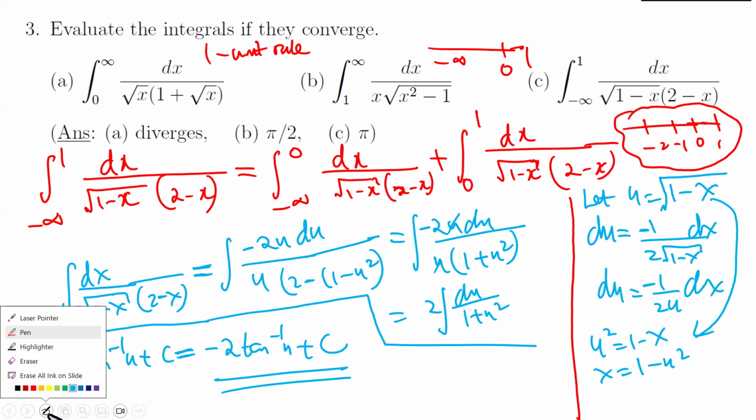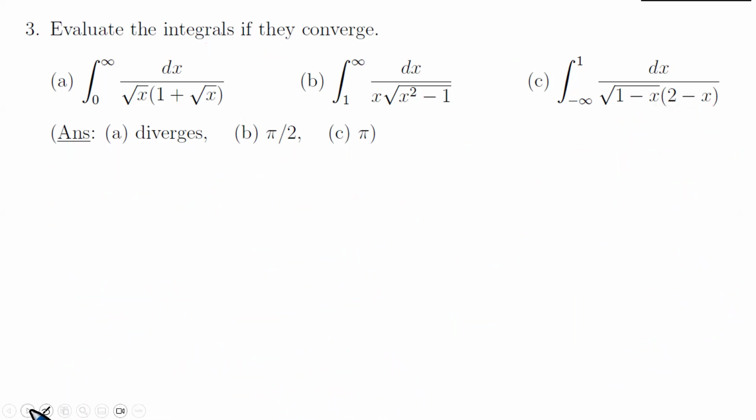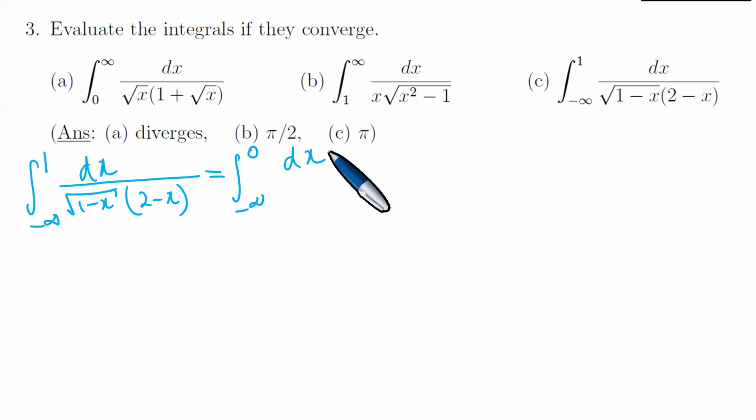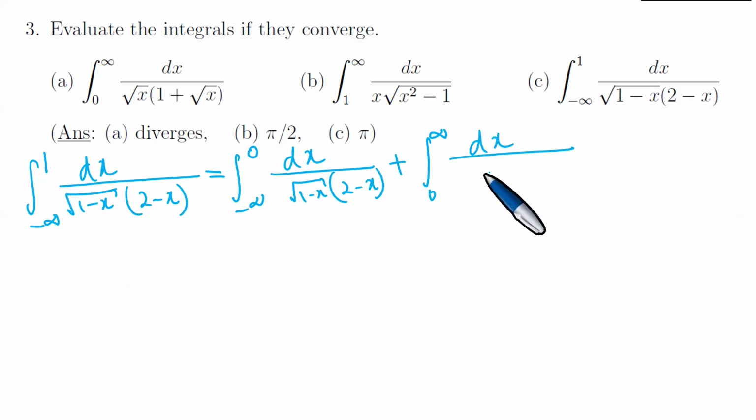Okay, we take this one. We already know the integral now. In other words, using what we call the one unit rule, we integrate from minus infinity to 1 dx over 1 minus x, 2 minus x, which is minus infinity to 0 dx divided by the square root of 1 minus x, 2 minus x, plus 0 to 1 dx divided by the square root of 1 minus x, 2 minus x. Okay, so we know this integral already.